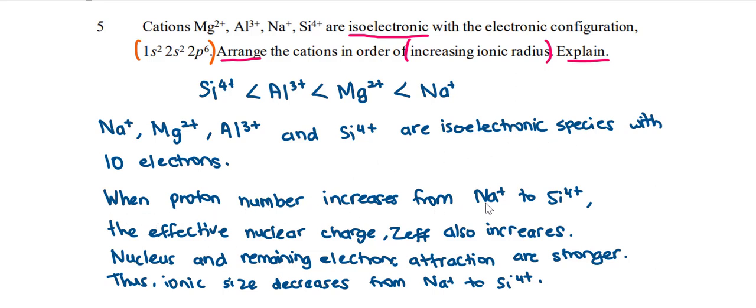Okay, when proton number increases from Na+ to Si4+, the effective nuclear charge Zeff also increases and the attraction between the nucleus and remaining electrons gets stronger. Thus, the ionic size decreases from Na+ to Si4+. Okay, yang arrange ni je kita arrange ikut yang diminta, increasing ionic radius. Explanation dia ni tak kisahlah.